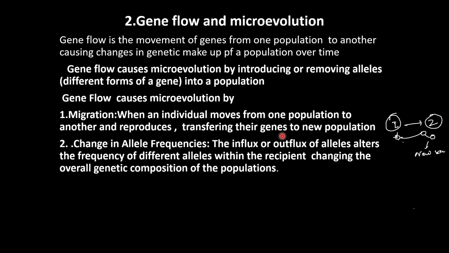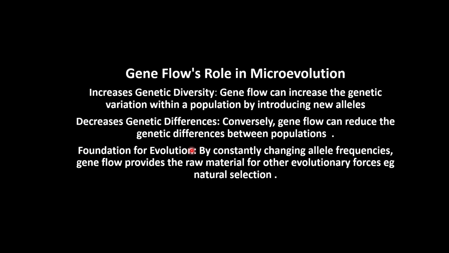So gene flow causes microevolution by migration and change in alleles. By the influx and outflux of alleles, it completely alters the frequency of different alleles within the recipient. In migration, when an individual moves from one place to another, they transfer their genes to the new population by the reproduction process. So this gene flow increases genetic diversity, at the same time it decreases genetic differences also, and actually gene flow makes the foundation of evolution.